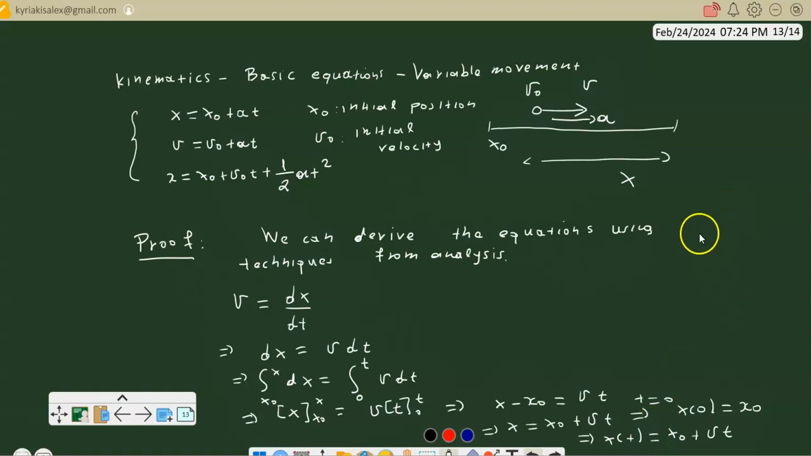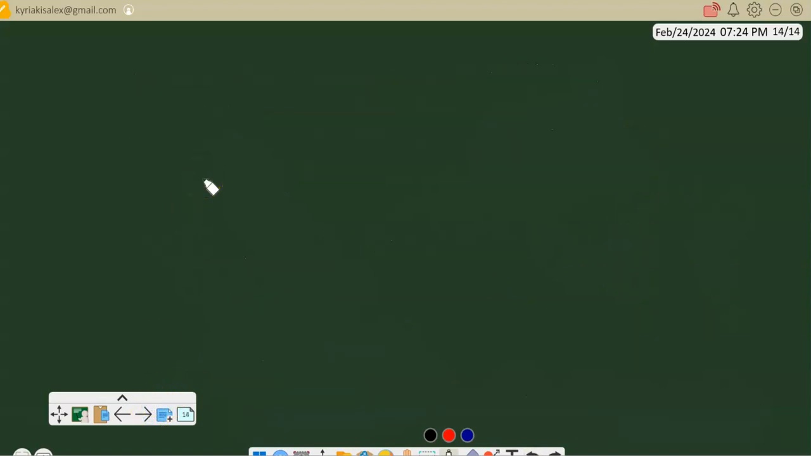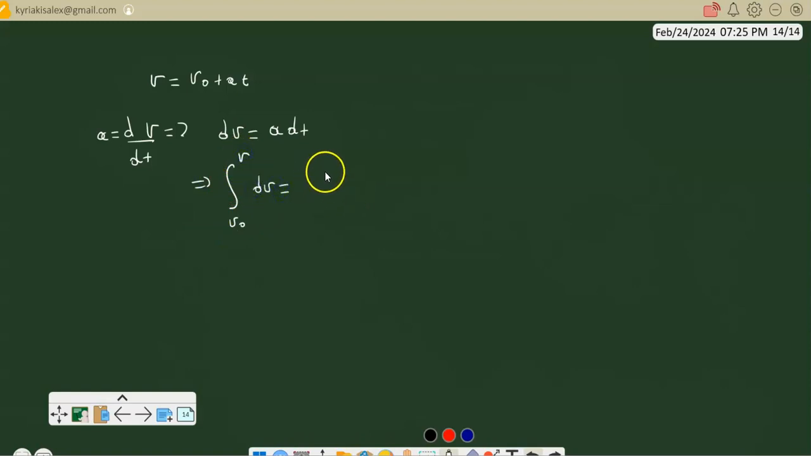Let's derive the next equation: v equals v0 plus a times t. So we know that the acceleration is the derivative of the velocity with respect to time. So the differential dv equals a times dt. I integrate from an initial velocity v0, and here I integrate from 0 to t a dt.